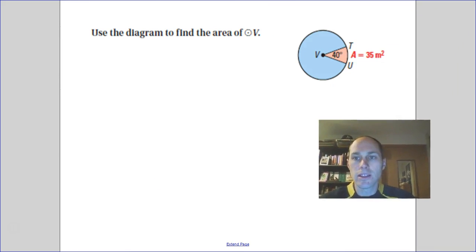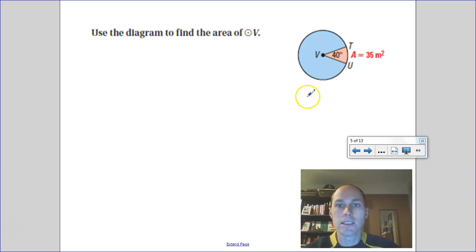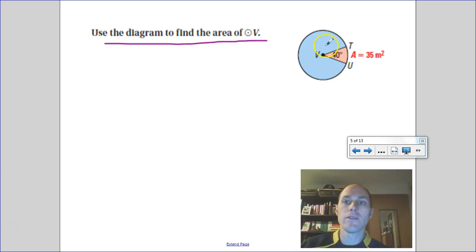So why don't you calculate the area of the circle, circle B. See if you can calculate the total area of the circle if we know the area of the sector. This red sector TVU is 35 meters squared. We know this is 40 degrees for central angle TVU. So see if you can use that information to then calculate the total area of the circle. So why don't you pause the video and restart it when you're ready to see an explanation.